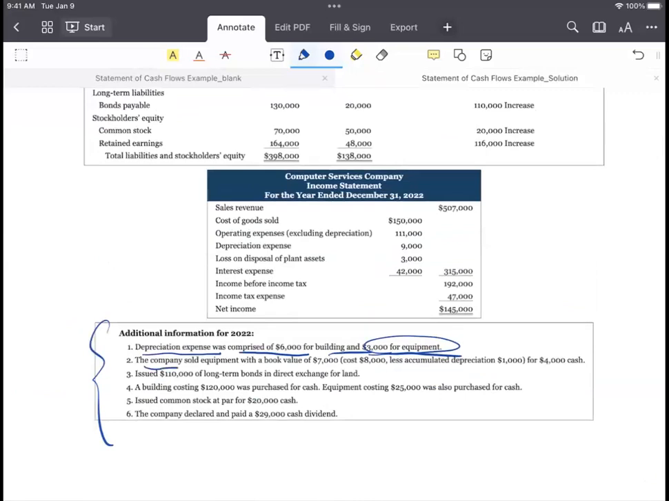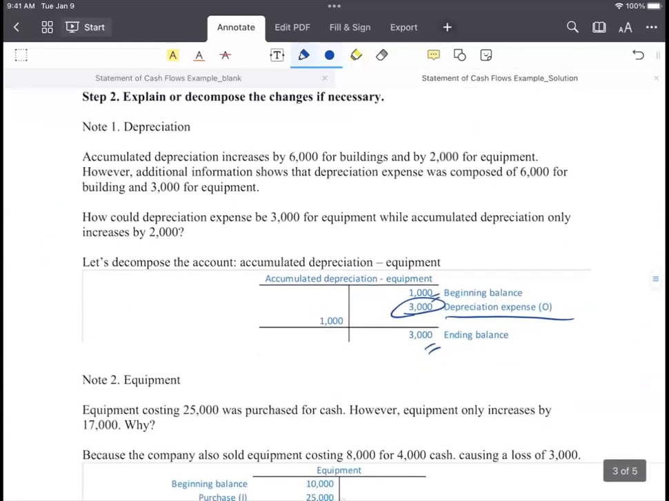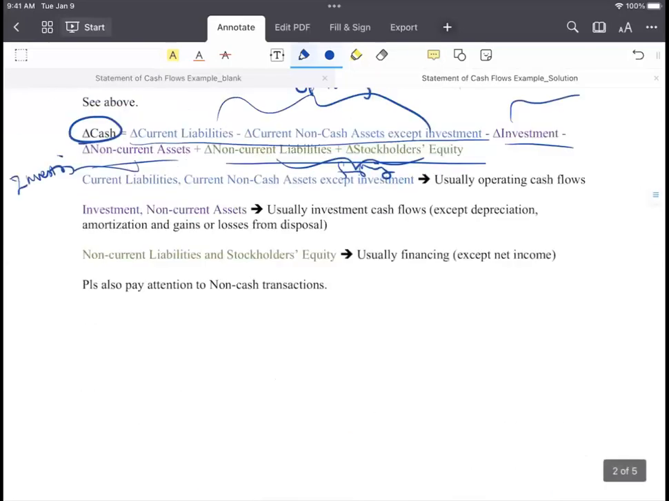Let's keep reading. The firm sold the equipment with a book value of 7,000, which cost 8,000, with accumulated depreciation of 1,000, for $4,000 in cash. So this is telling me that because the firm is selling this equipment, it has to write off the accumulated depreciation of 1,000 associated with the sale. Okay, now it makes sense, because the firm has a debit side of writing off accumulated depreciation for equipment of 1,000.